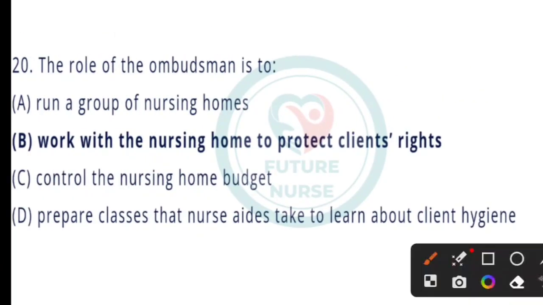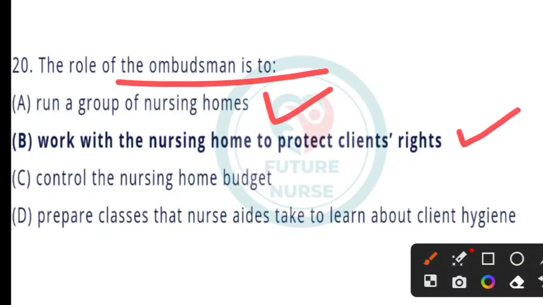Next, the role of the ombudsman is to: run a group of nursing homes, work with the nursing home to protect clients' rights, control the nursing home budget, or prepare classes for nurse aides to take to learn about client hygiene. So option B is the correct answer.